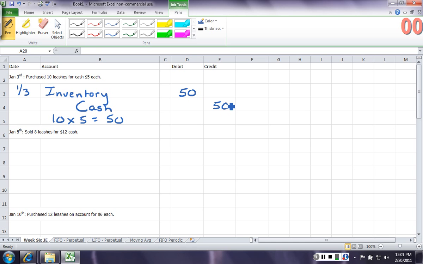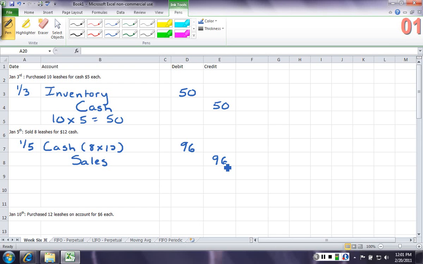On January 8th, you sold leashes for $12 in cash. I'm sorry, on January 5th, you sold 8 leashes. We are going to debit cash because we received cash of $96. That's $12 for 8 leashes. And we're going to record sales of $96.